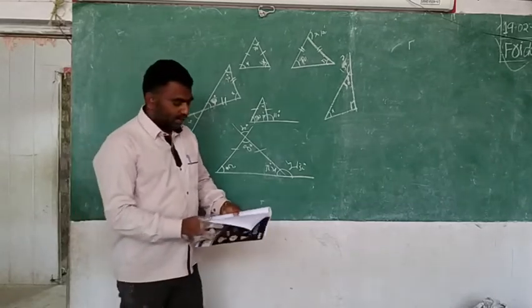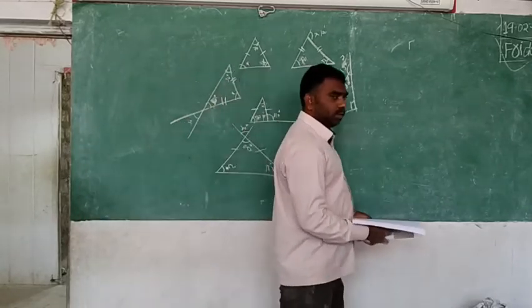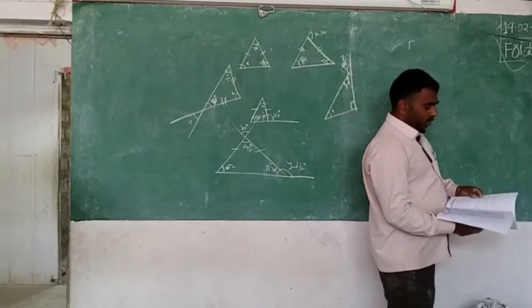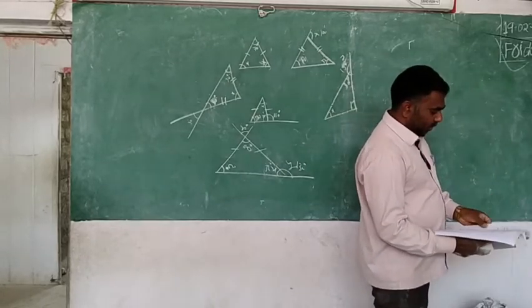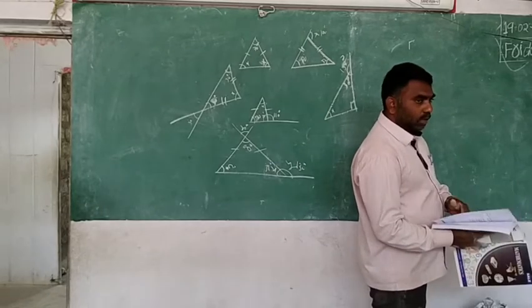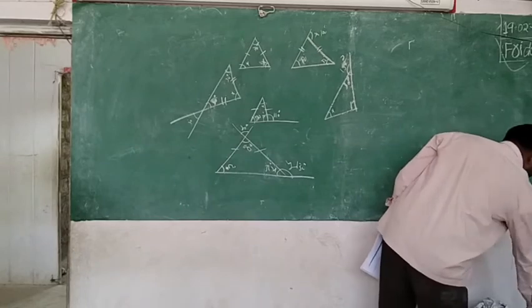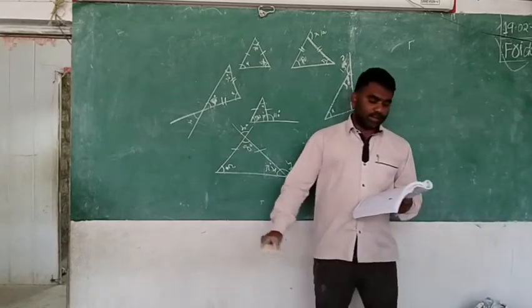Okay, so you can answer up to 6 questions except 5. You can leave the 5 and the remaining you must do. Okay, we will discuss the second example. Once again, we will go back. Ninth example.